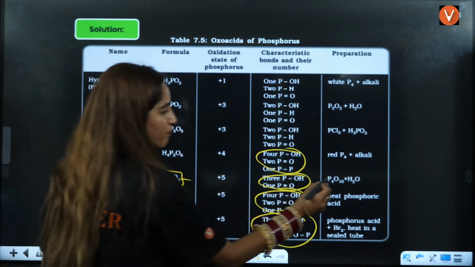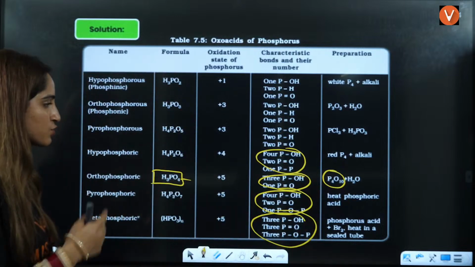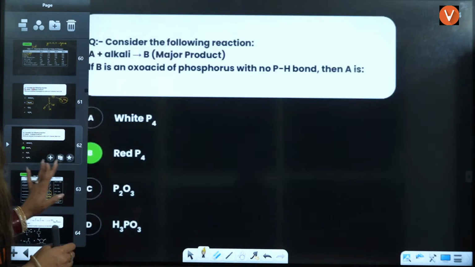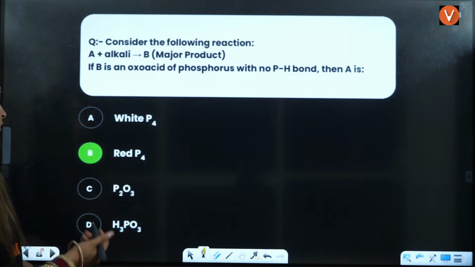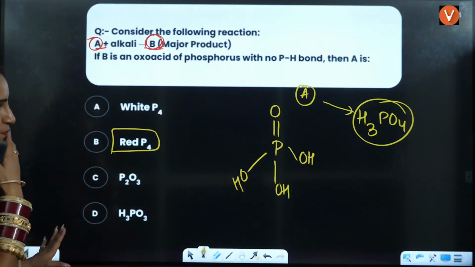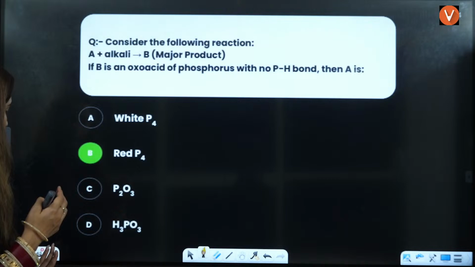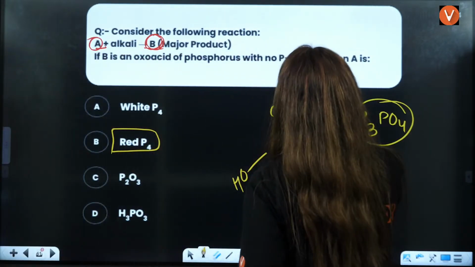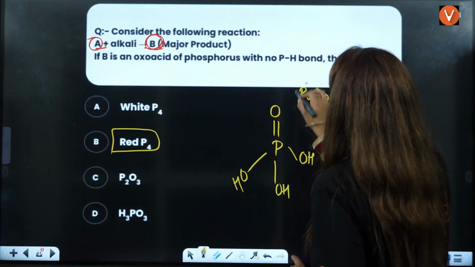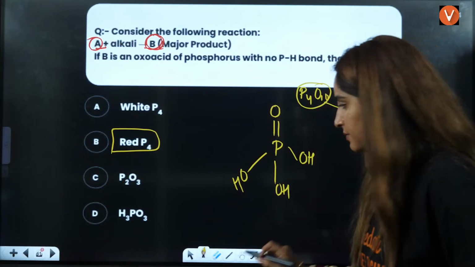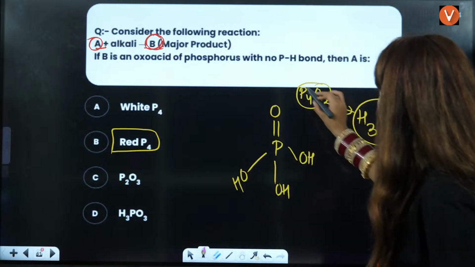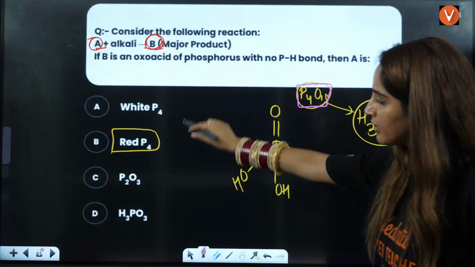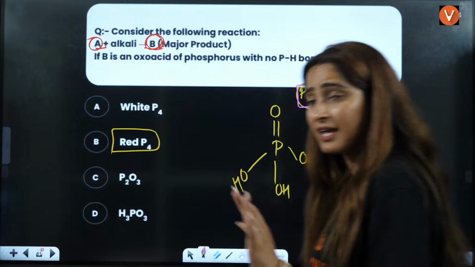So H3PO4 is made from P4O10. That is not there in the option. P4O10 is not there in the option. So this will not be our answer. H3PO4 will not be our answer. Okay? Because this is made from P4O10. So this is not going to be our answer. Right? The one that is made from P4O10, that is not in the option. So this option is already excluded.